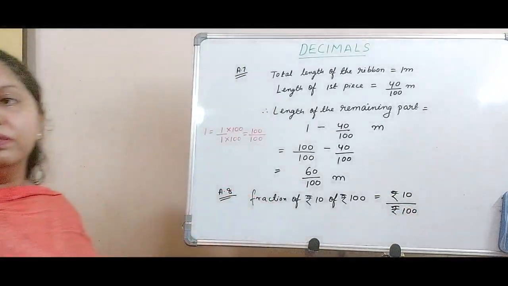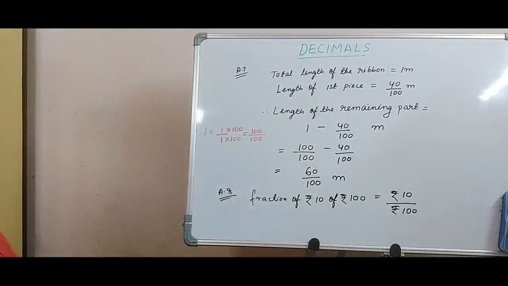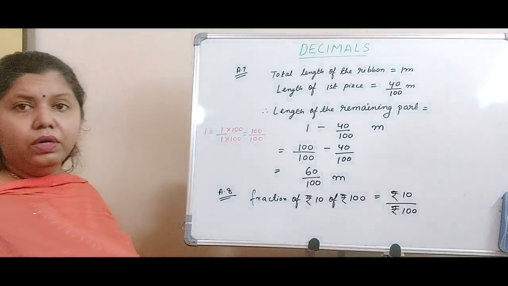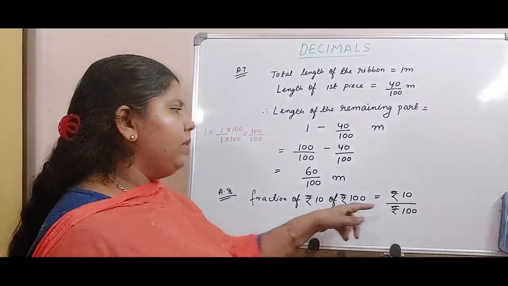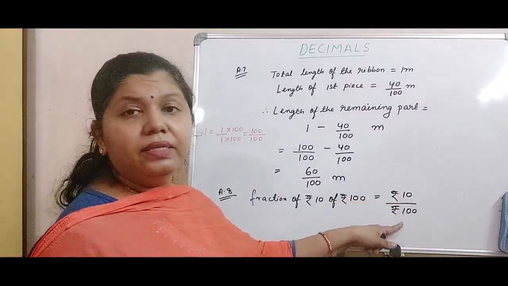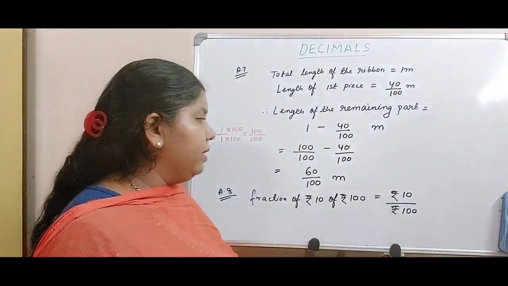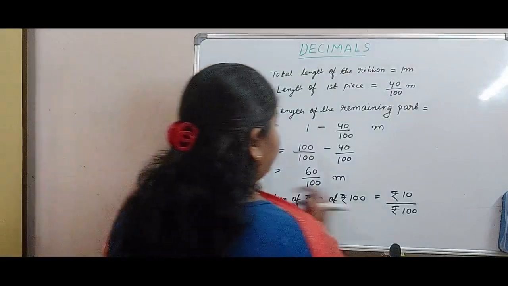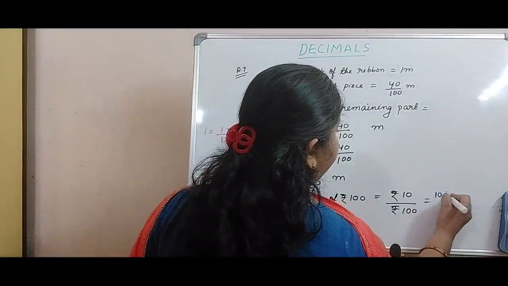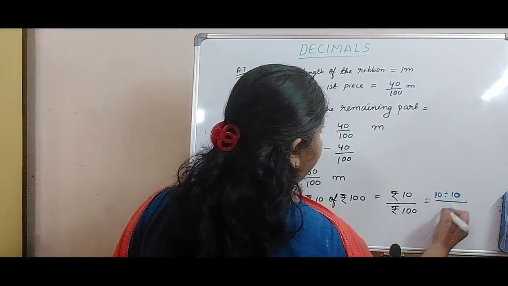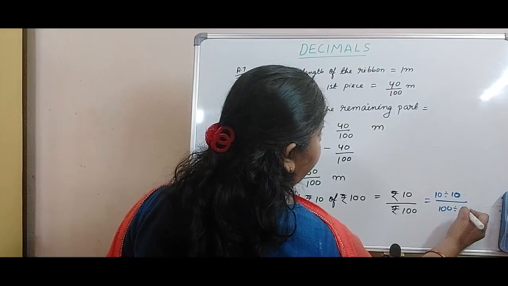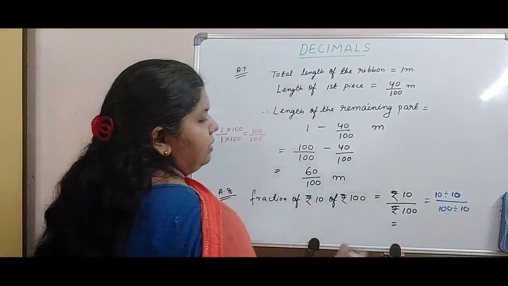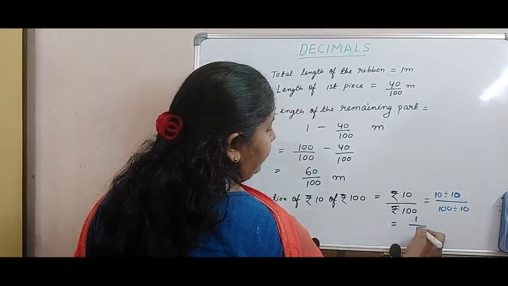The meaning is this. Now you can change it into its lowest term. How will you convert? Both have a common factor, that is 10. You can divide them. So this is equal to 10 divided by 10 by 100 divided by 10. So the final answer is 1 by 10.